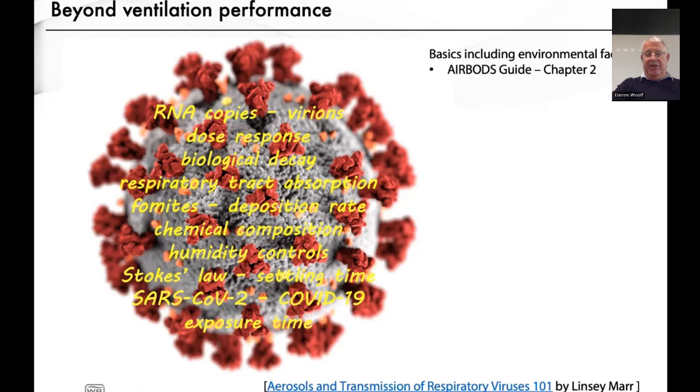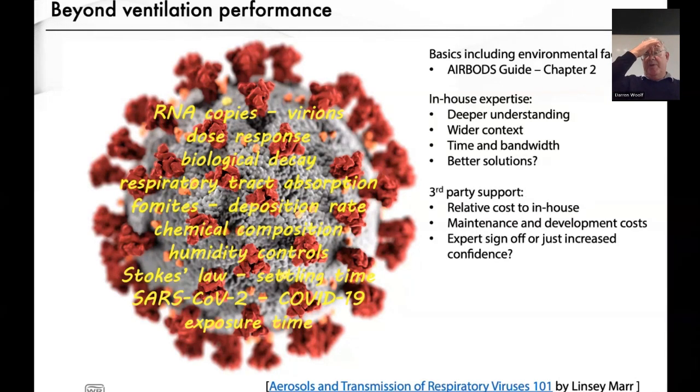So beyond ventilation, there's a load of different areas you could go. I've listed some of them there. I think a good starting point is the Airboard's Guide, chapter 2, where we, through bullet points, list a lot of the things such as the basics on environmental factors, how it affects droplets. And then you can't go wrong listening to Lindsay Marr's 101 on aerosol and transmission of respiratory viruses. But ultimately, you need to think who's going to do this work.